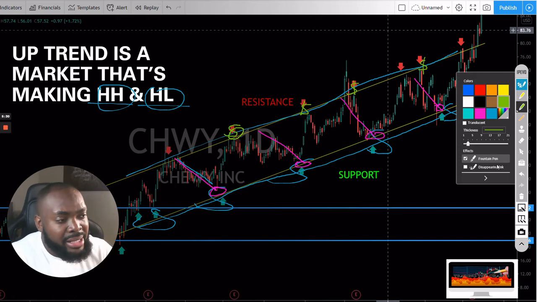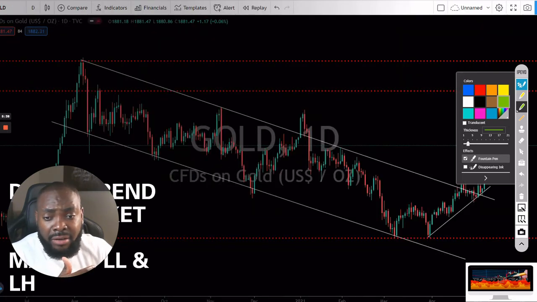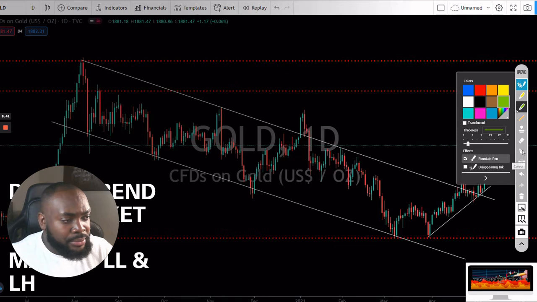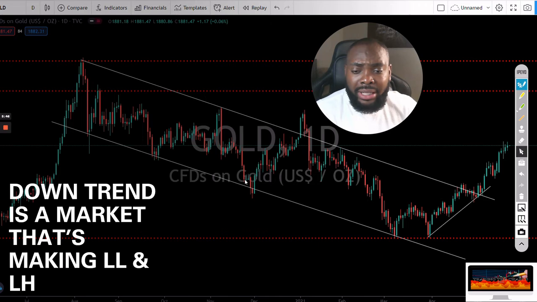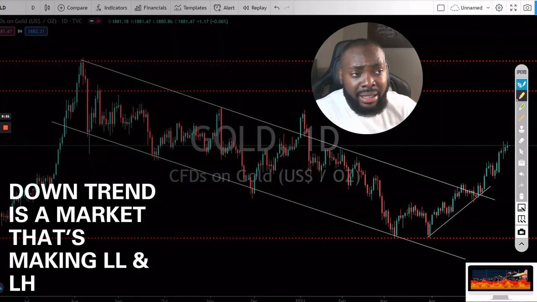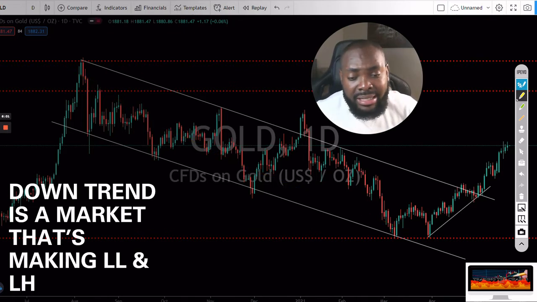All right, so now we're going to move on to breaking down our downtrend and how we take advantage of the downtrend. In this example, we are using a real-time scenario, which is gold. The stock market was in an uptrend, or still is in an uptrend, and we have gold moving down significantly in the same period. All right, now what is a downtrend? A downtrend is a market that is making a series of lower lows and a series of lower highs.